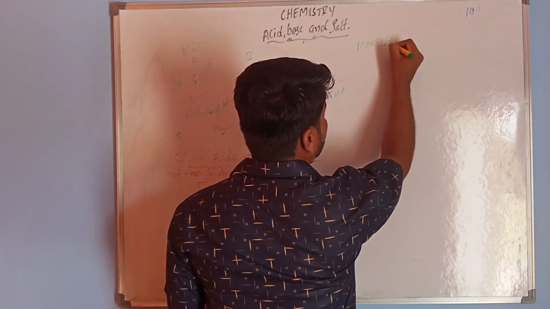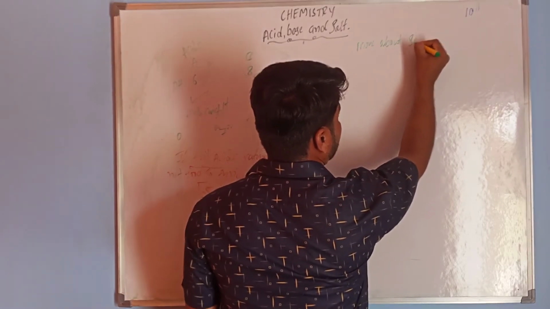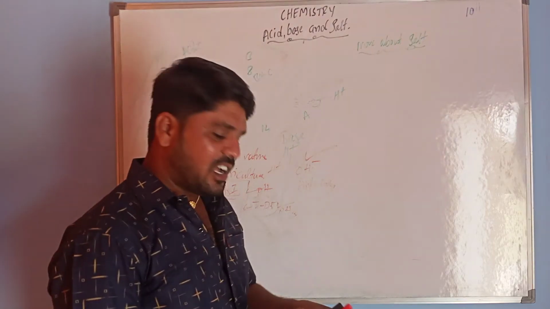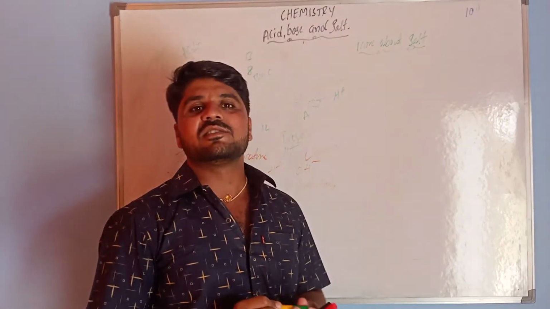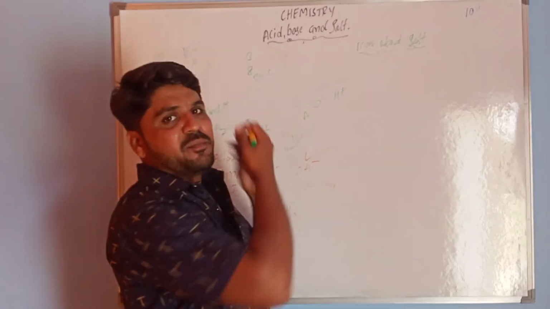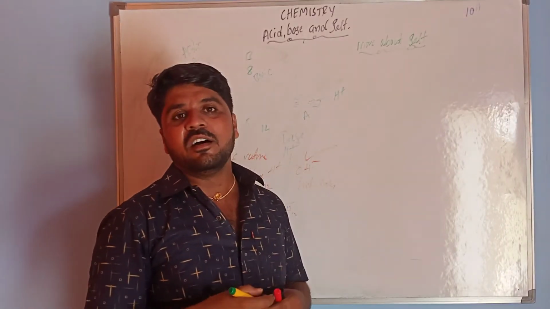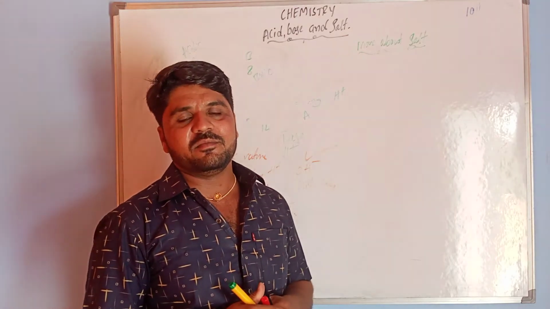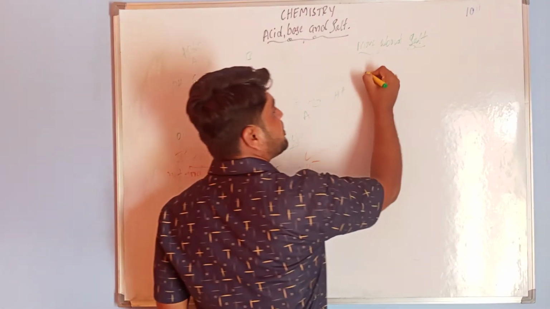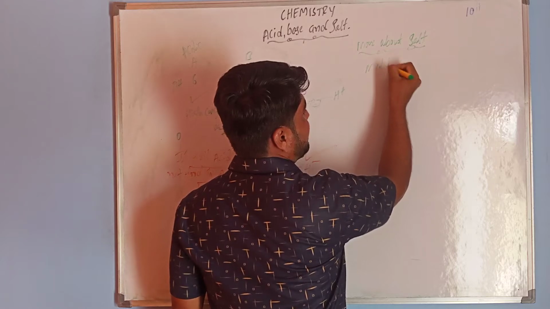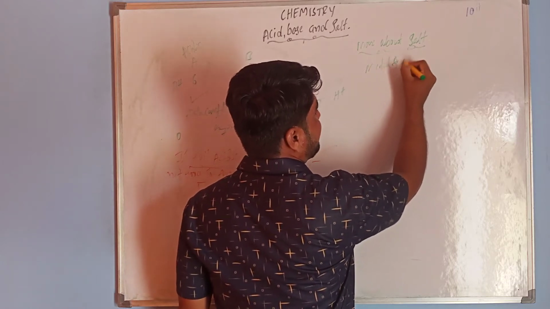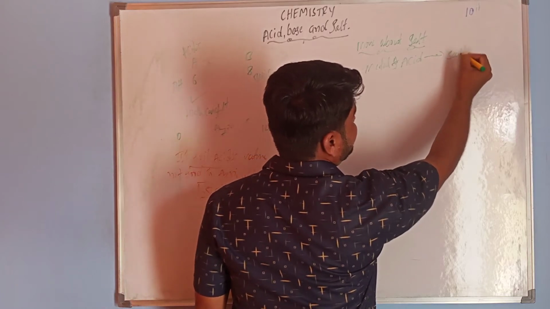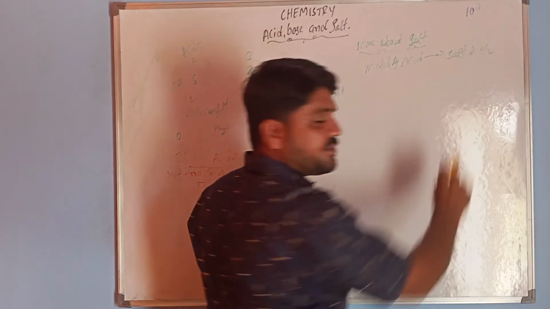More about salts. We have already discussed how salts are formed in the previous sections. That means the reaction of metals and acids. When a metal reacts with an acid, it gives salt and hydrogen gas, right?